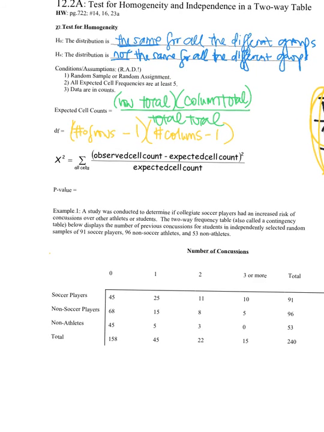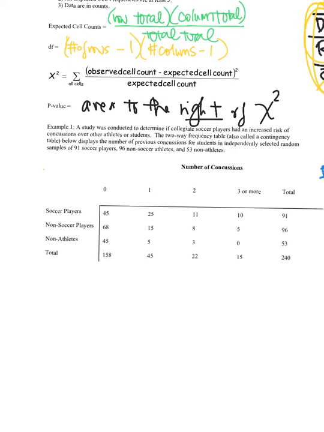And then our chi-square is going to be the same as yesterday: observed minus expected squared, all over expected. And the p-value, just remember, is always the area to the right of that chi-square we find, in our chi-square model. Okay, let's go ahead and give this a try.